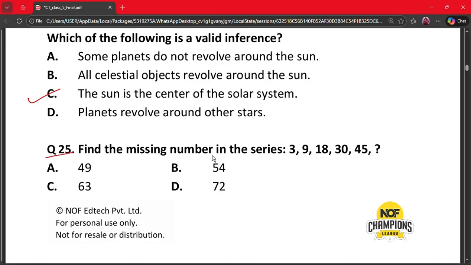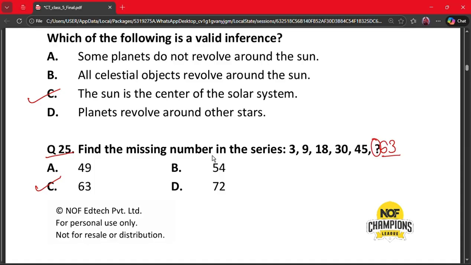Find the missing number in the series 3, 9, 18, 30, and 45. Option A says 49, B says 54, C says 63, and D says 72. So here the correct answer is option C, that is 63. So in place of the question mark, 63 will come.